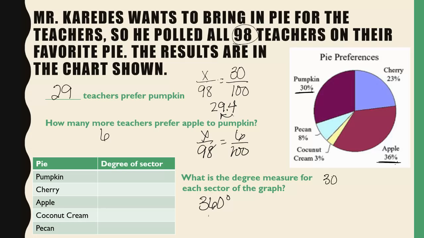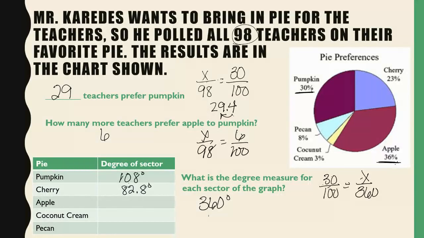So I'm going to set up my proportion. 30 over 100 equals x over 360, and I'm going to cross multiply that. I end up with 108 degrees. So I'm going to write that in my chart here, 108 degrees. I'm going to do the same thing for cherry, except this time I'm going to have 23 over 100, and I'm going to cross multiply that, and I end up with 82.8 degrees. It's okay to have decimals when you're talking about degrees. Can't have decimals when you're talking about teachers, because a fourth of a teacher or 0.8 teacher would be kind of weird. But you can when you're talking about degrees. So it would be okay to leave this as 82.8.